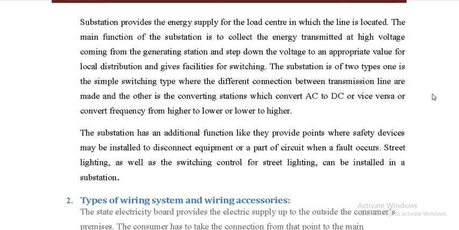The substation is of two types. One is the simple switching type, and another is the converting station, which converts AC to DC and vice versa. The substation has an additional function also, to provide points where safety devices can be installed.